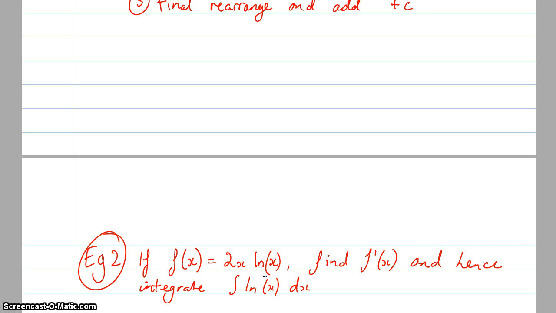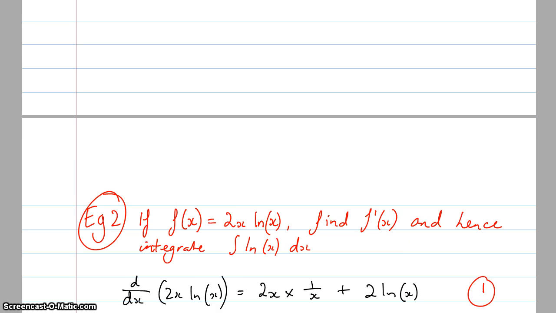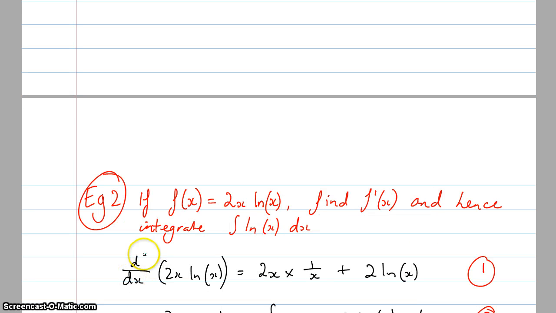Okay, so the first thing I'm going to do, my step one, if you go back to it, is to do the diff of 2x log x. Now I'm actually going to do that on the right hand side over here. So first times the diff of the second plus the second times the diff of the first, and those x's will cancel, so I'm going to end up getting 2 plus 2 log x.